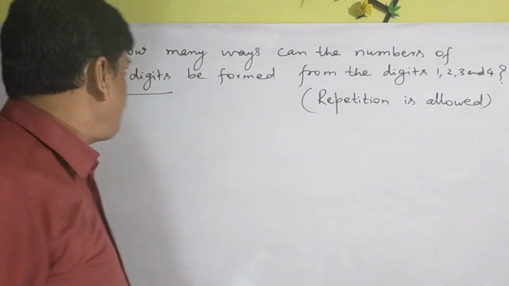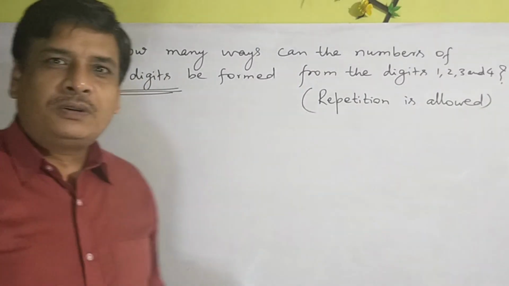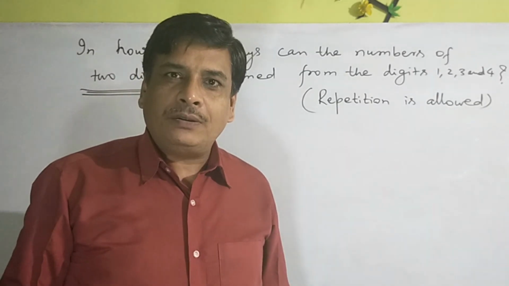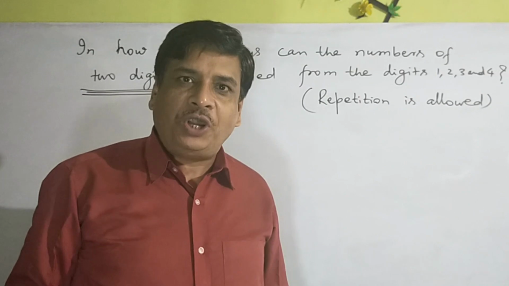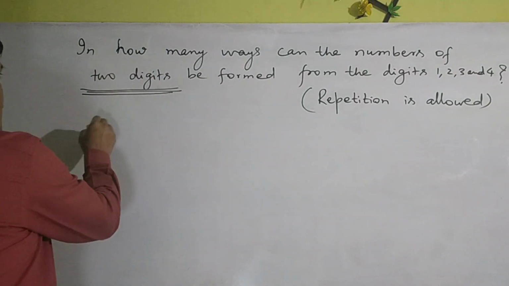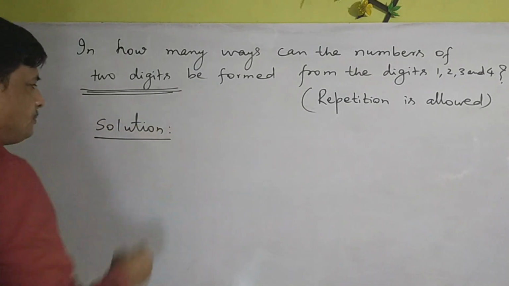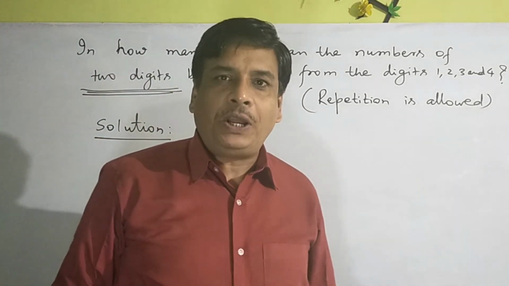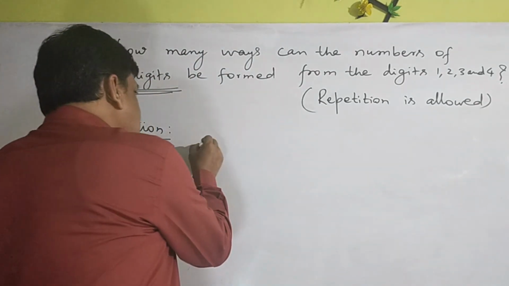As the question is two digits numbers, digits not different is not given. So we can take the same digits while forming the numbers of two digits. It means forming the numbers of two digits means we have to fill up two vacant places.